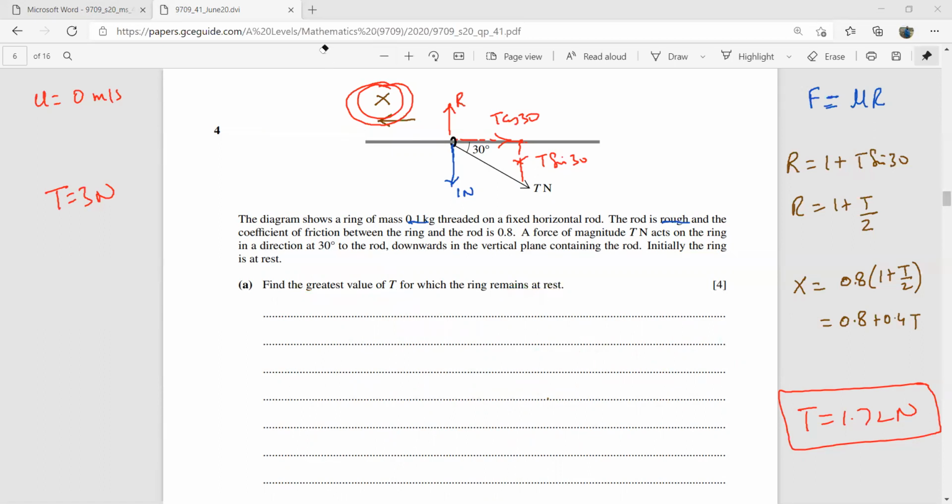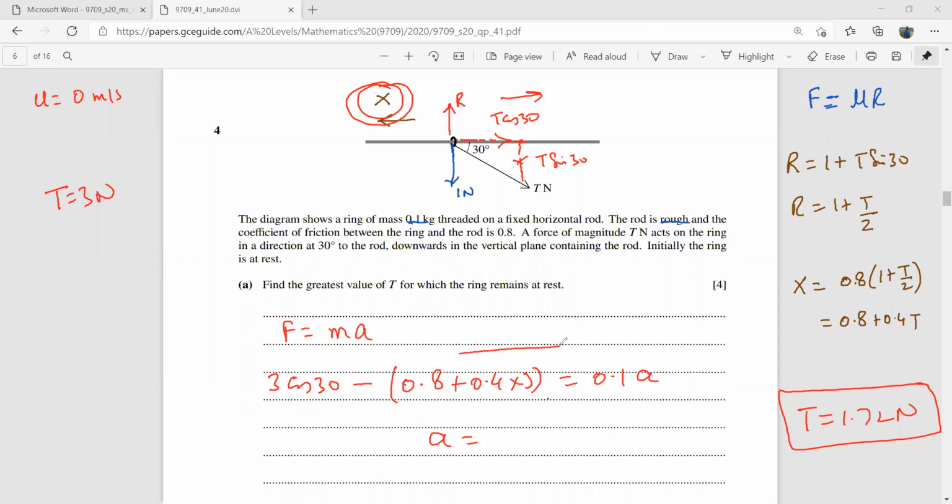So for the second part, now this is going to be F equal to ma. Our darling formula is going to be used here. So the forward force would be T cos 30, that is 3 cos 30. And the backward force now would be 0.8 plus 0.4 times 3, and that is equal to ma. Mass is 0.1, and if you simplify all of this, you can get the acceleration. Please someone tell me what is the acceleration after solving all this.